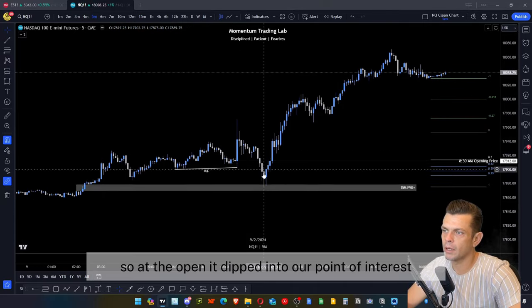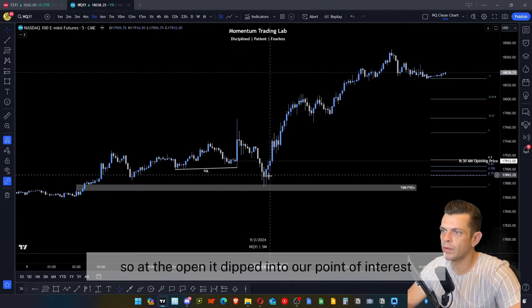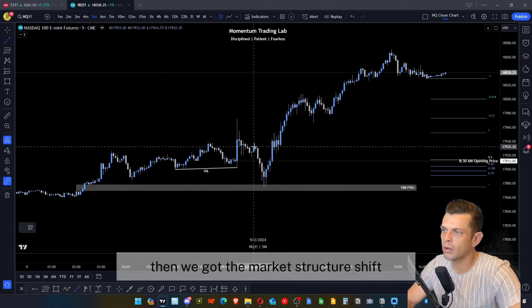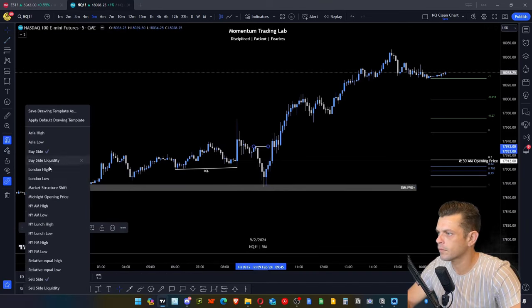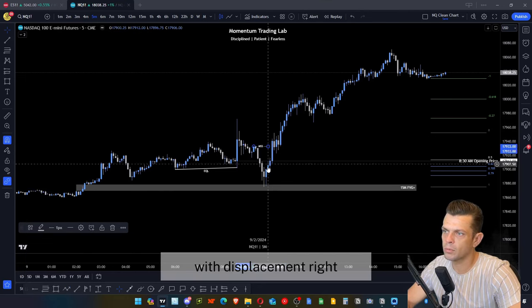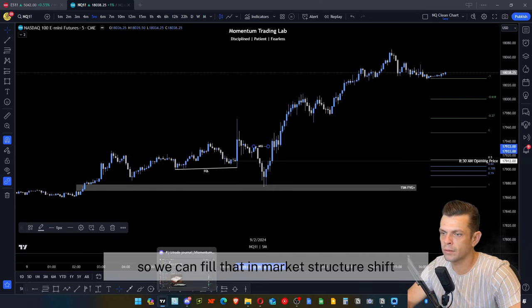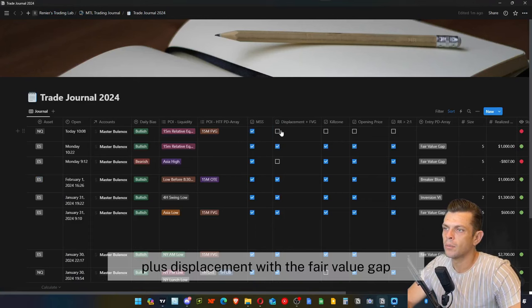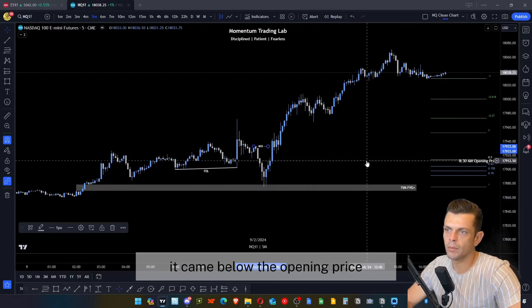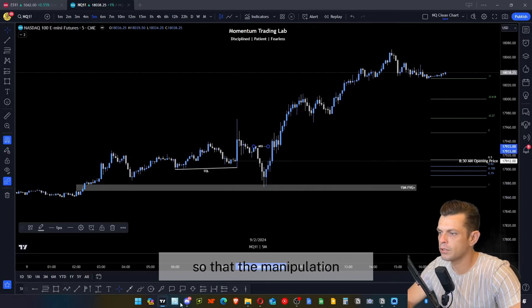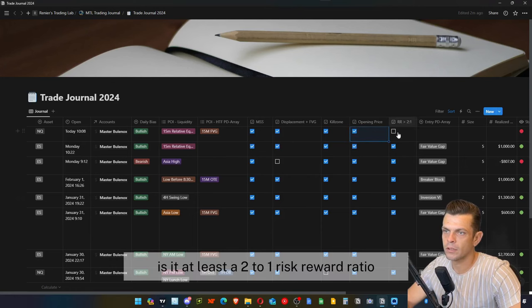So at the open, it dipped into our point of interest. Then we got the market structure shift with displacement, right? So we can fill that in. Market structure shift plus displacement with the fair value gap. It's in our kill zone. It came below the opening price, so it did the manipulation. Is it at least a 2-to-1 risk to reward ratio?